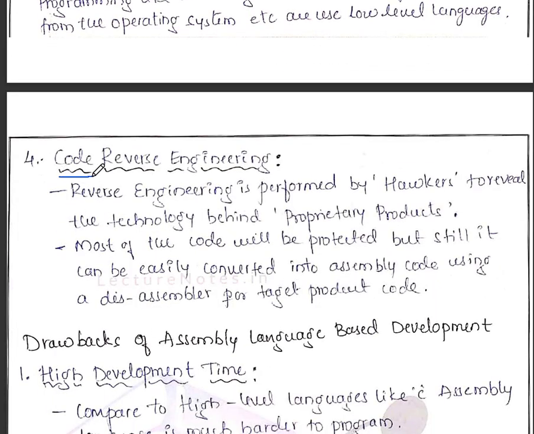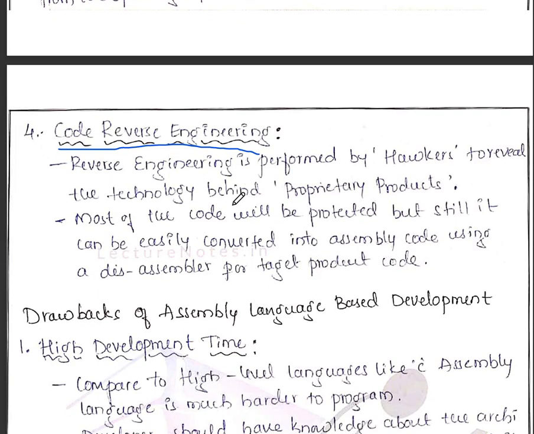Next one would be code reverse engineering. Code reverse engineering is performed by hackers to reveal the technology behind proprietary products, and also most of the code will be protected but still can be easily converted into assembly code using a disassembler for the target product code.